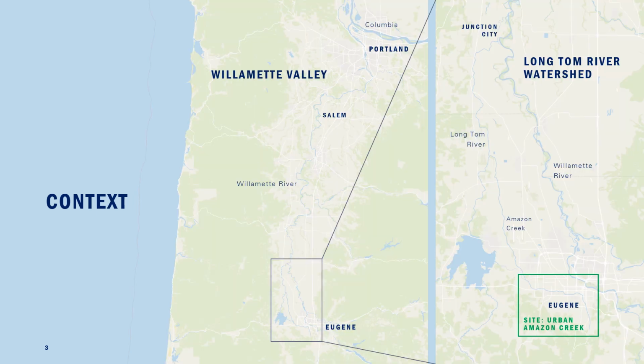So first, some context. Amazon Creek is a tributary of the Long Tom River, which in turn is a tributary of the Willamette River, which runs through the Willamette Valley. The creek originates in South Eugene and feeds the Long Tom as well as Fern Ridge Reservoir. Much of it runs through private agricultural property, but I'm going to be focusing on the section that runs through the city of Eugene.